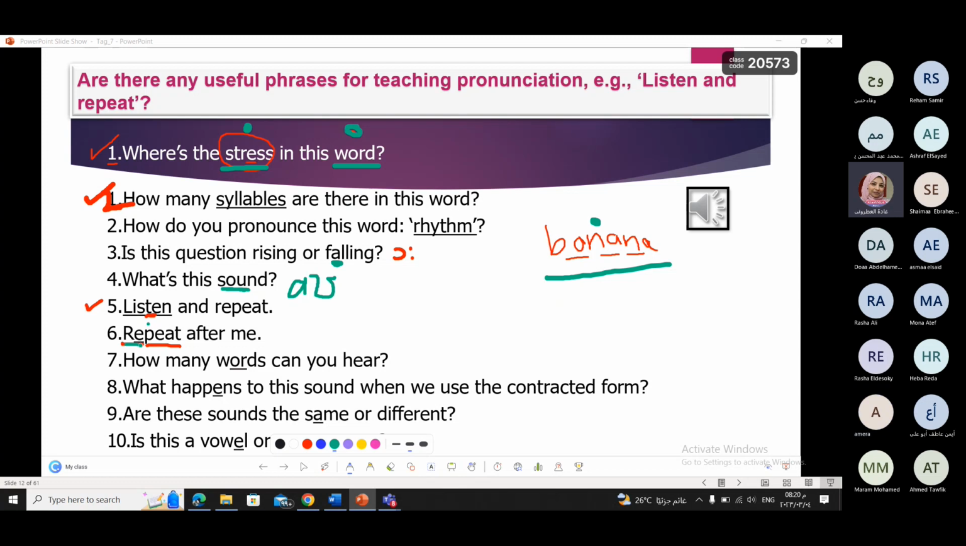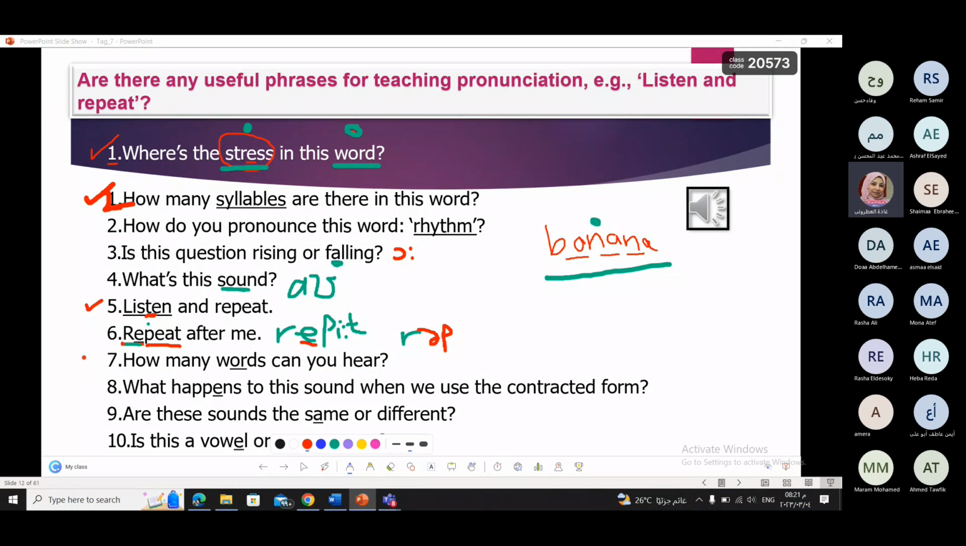It's short E. But if we write it in the transcription, is it like this? Let me write it as best I can. Is it like this or is it like this? Repeat. So here the sound I is reduced to a schwa, which is the weakest vowel. This is the schwa. Okay?